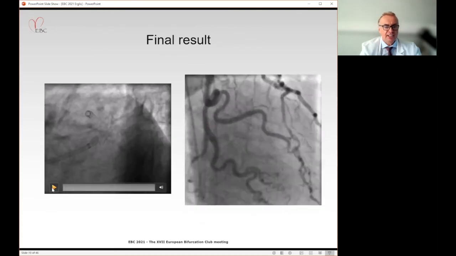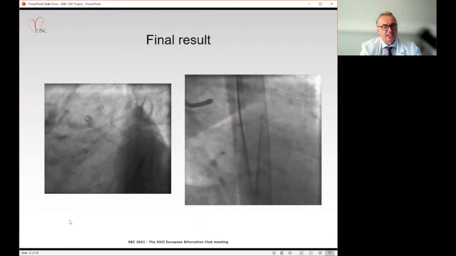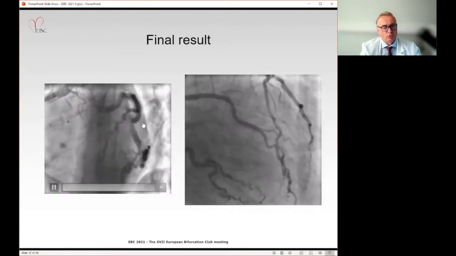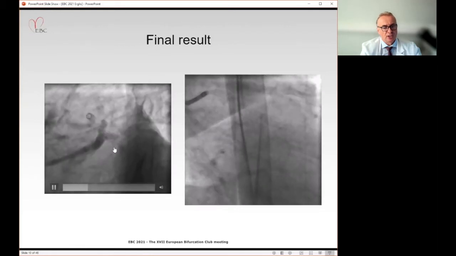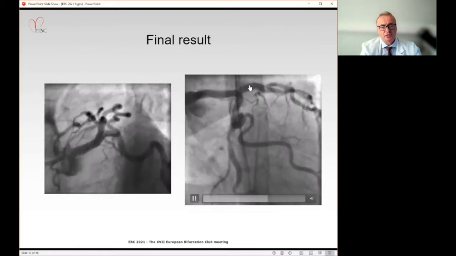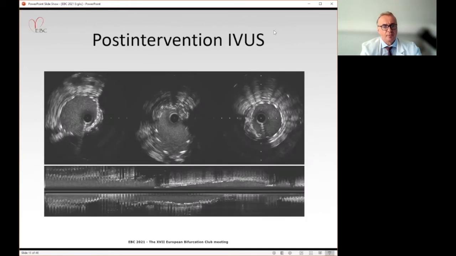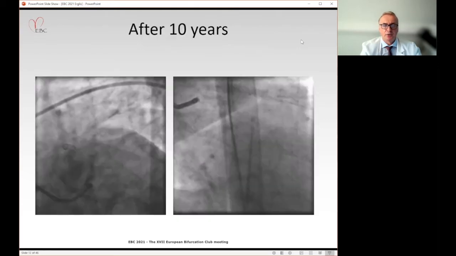As you see here, this is how it looks like in spider view, and now in both branches the flow is really good. It's TIMI 3, and also if you look here, angiographically, it looks nice. And this is a post-intervention IVUS. As you see in post-intervention IVUS, there is very good stent apposition. The symmetry index is okay, and the stent is implanted in good manner.